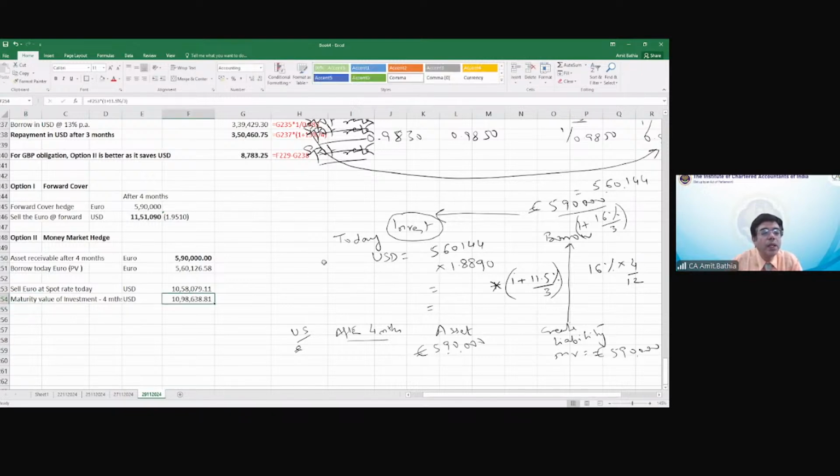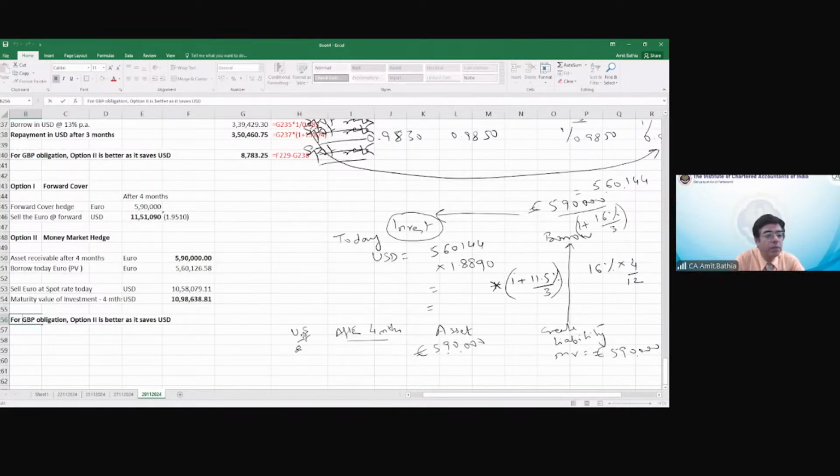So I get 1098,638 as my maturity value of investment. So if I sell forward, I will receive 1151,090, and if I sell it in money market hedge, then I will get a total receivable of 1098. So is money market option better? Yes. Which option is better?